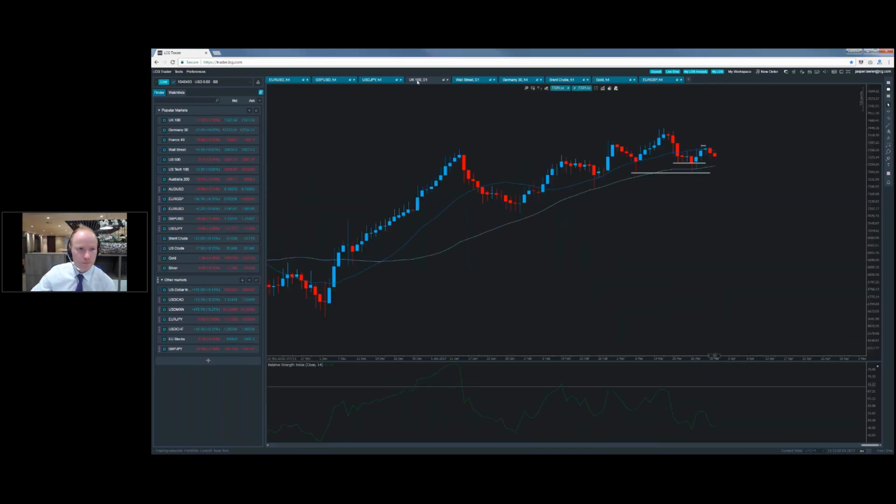Switching gears to indices. Obviously, we referenced it in our week ahead article, the idea of dip buying, because that's what's been going on in the market. Rally up, buy the dip, rally up, buy the dip, rally up. And is this another dip to buy?